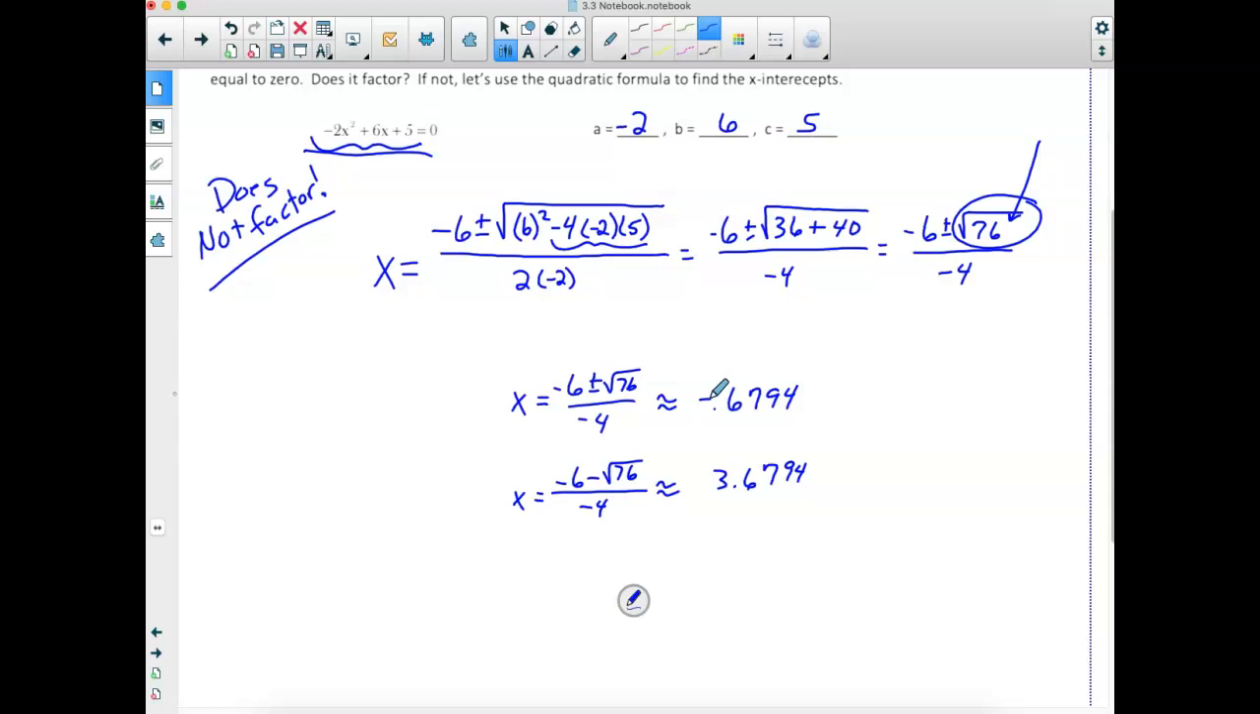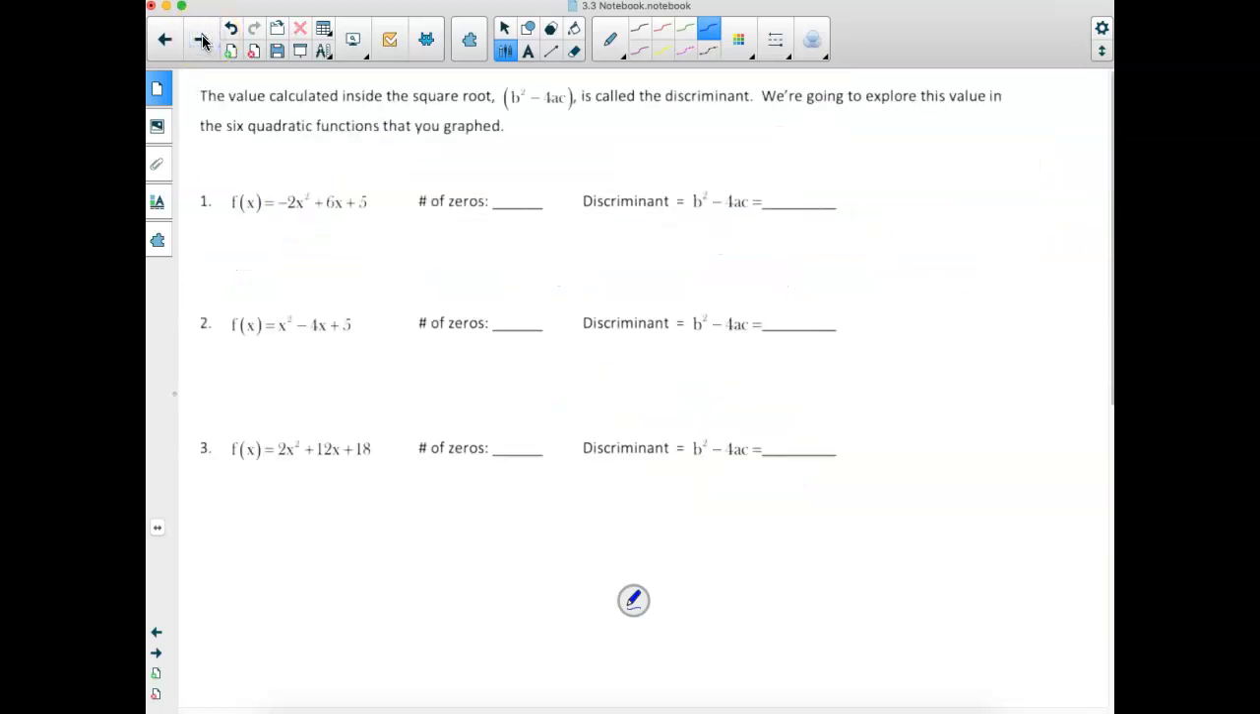Well, what we're really going to do with the quadratic formula today is look at the value inside the square root, right here, b squared minus 4ac. That is called the discriminant, and it holds a lot of very important things for us in a quadratic equation.